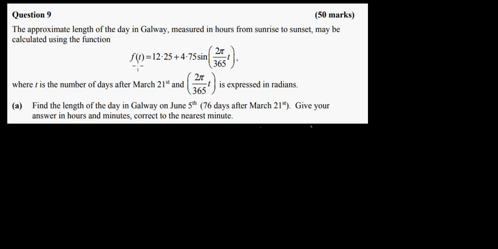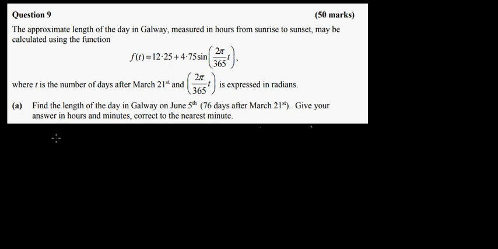So f of t is the length of the day, where t is the number of days after March 21st. And we're expressing 2 pi over 365t in radians, which is important. So you've got to make sure your calculator is in radians. First thing we've got to do is just use this formula to find the length of the day in Galway on June the 5th. That's 76 days after March 21st.